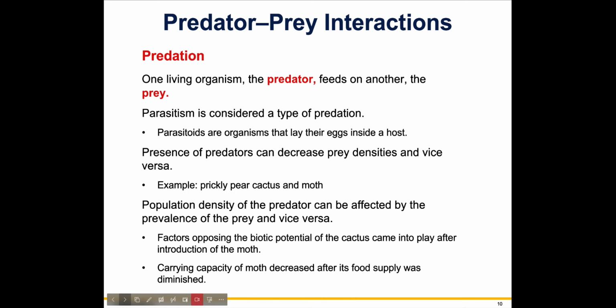And your textbook gives you an example of prickly pear cactuses, and they have flowers and fruits, and moths that will then eat the prickly pear cactus. And then we will see that when there's a lot of moths, there's less cactus. When there are less moths, there are more cacti.